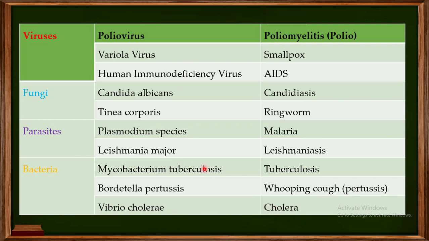So these are just some of the examples. A lot of viruses can cause diseases in human beings. Similarly, a lot of fungi, parasites, and bacteria are responsible for causing a variety of infections in human beings. But these are just some examples from these four major types of human pathogens.